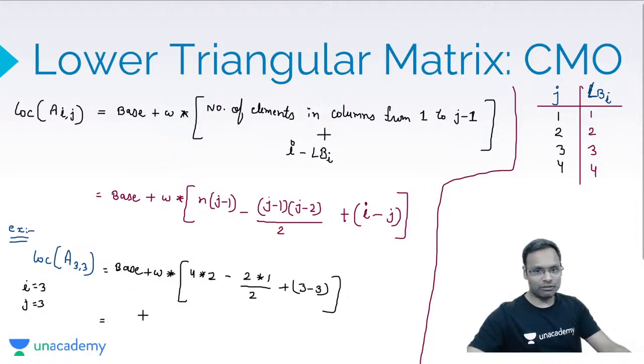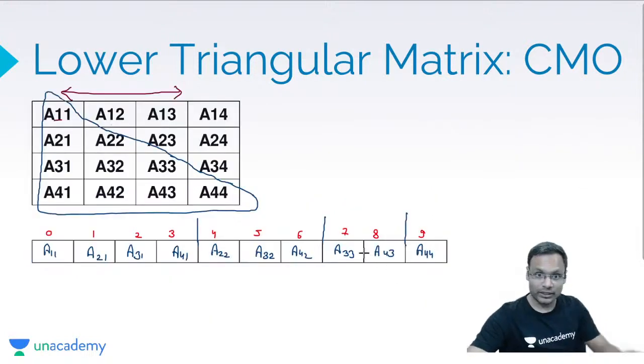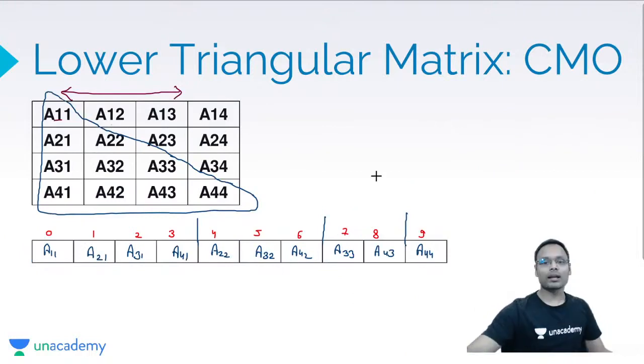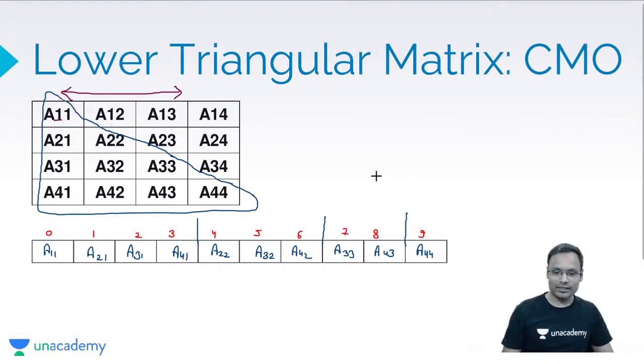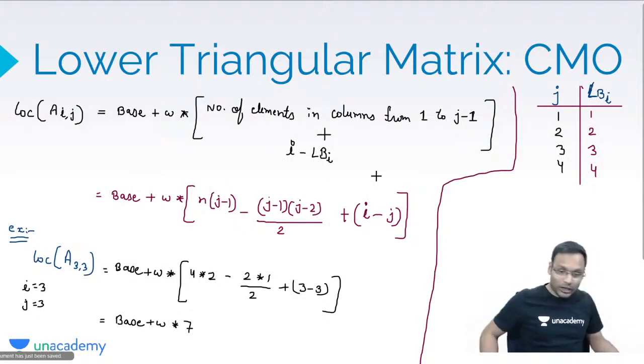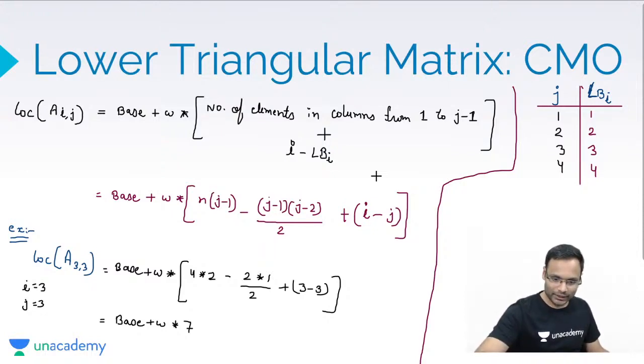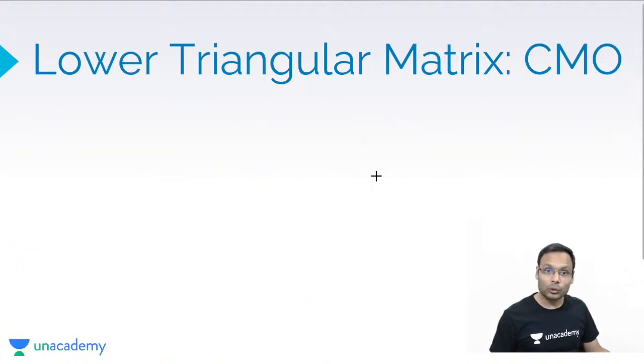Is there any mistake we are doing? We are getting 7 for 3 3. Yes, we are correct. For 3 3 it is 7. Can you confirm, is that correct for everybody? Is that fine? If that is fine, we are going to go for the next one.